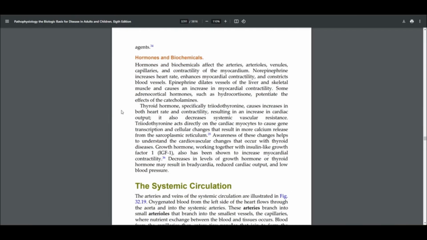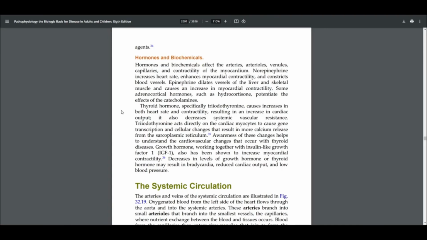Hormones and biochemicals affect the arteries, arterioles, venules, capillaries, and contractility of the myocardium. Norepinephrine increases heart rate, enhances myocardial contractility, and constricts blood vessels. Epinephrine dilates vessels of the liver and skeletal muscle and causes an increase in myocardial contractility. Some adrenocortical hormones, such as hydrocortisone, potentiate the effects of the catecholamines.